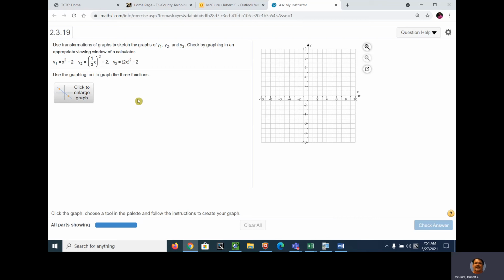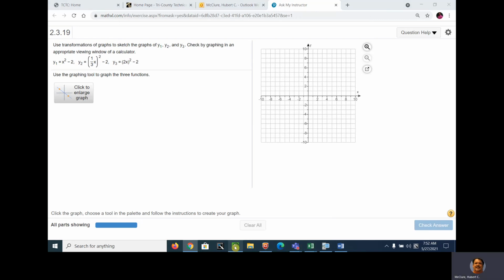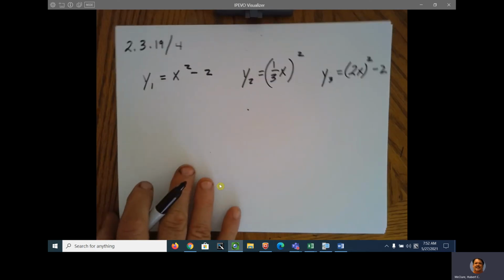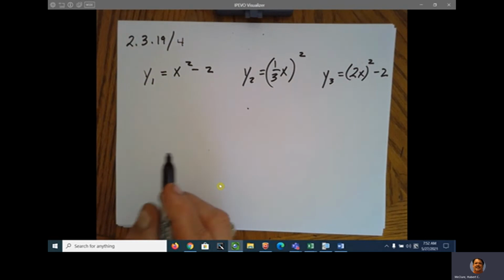y sub 2 is equal to 1/3 x quantity squared. And y sub 3 is equal to 2x quantity squared minus 2. Okay, now I'm going to show you the correct way to do these problems, the way that I want you to do it on my test. That homework question is, when you punch in these answers, you're not going to get the correct answer.